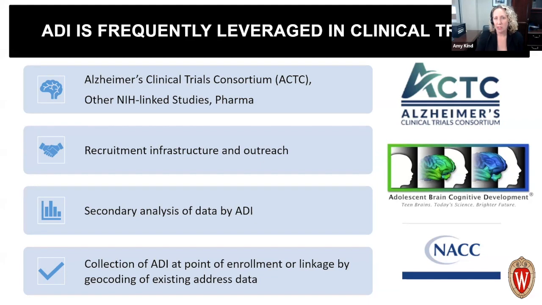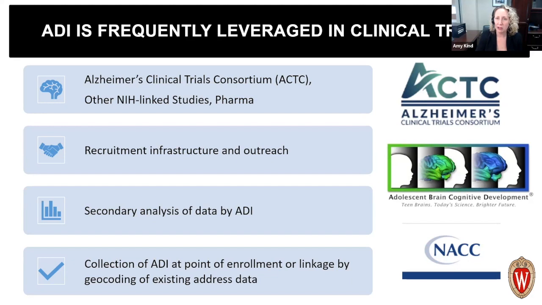Additionally, a lot of these groups are interested in doing secondary analysis of their data by ADI. So taking the existing clinical trials data that they have, using the addresses on hand, geocoding them, and linking them to time concordant ADI to make meaning of differential impact, differential recruitment, representativeness of their existing samples, as well as outcome. And then, of course, there is a whole host of groups that are working on how best to collect the ADI, the processes for collecting ADI and including it in clinical trials data.